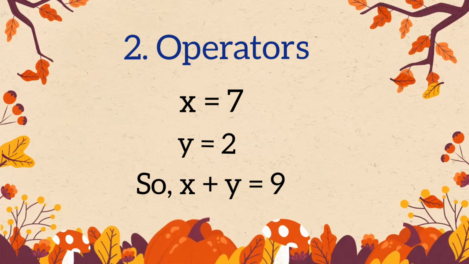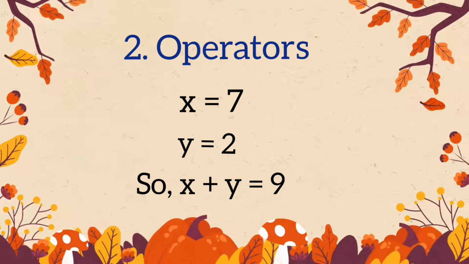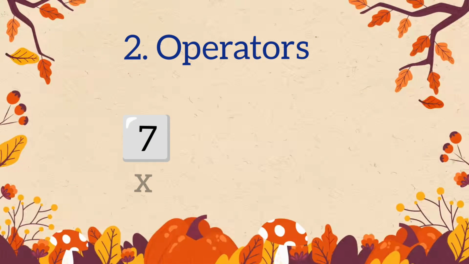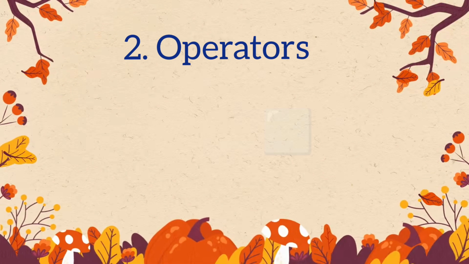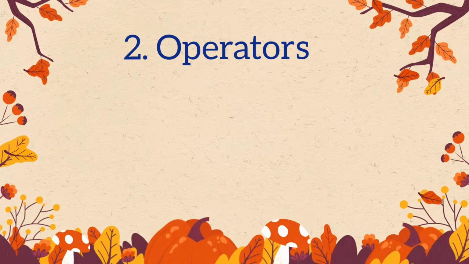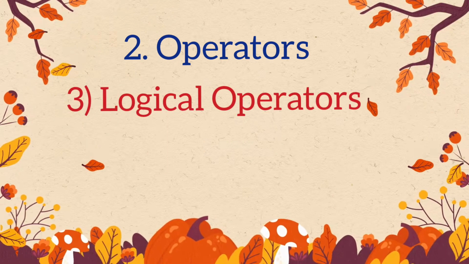So basically this equal to sign which you took at first, x equal to 7 and y equal to 2, that means the value 7 is assigned to x and the value 2 is assigned to y. That is the meaning of assignment operator actually. Okay. So lastly we are going to discuss the logical operators.